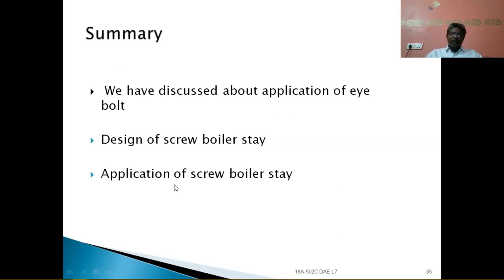We have discussed an eye bolt. What is the eye bolt? What is the use of eye bolt? Next are the proportions of an eye bolt, types of eye bolts, applications of eye bolt, and design of eye bolt. And next is boiler stay. What is boiler stay? What is the use of boiler stay? What are the types of boiler stays? Design of boiler stay. After the completion of the theory of an eye bolt and boiler stay, we have done two more problems. One is on eye bolt and one is on boiler stay.